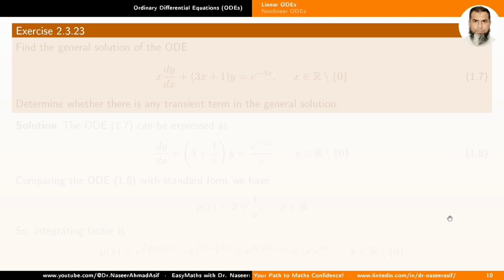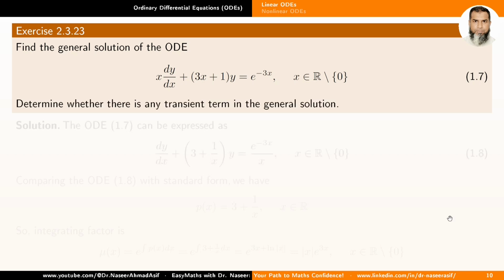We'll see another exercise. Find the general solution of the ODE x dy by dx plus 3x plus 1 into y is equal to exponential of minus 3x where x belongs to R other than 0. Determine whether there is any transient term in the general solution.